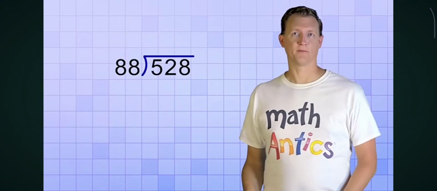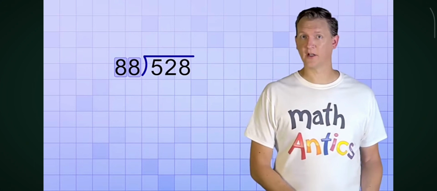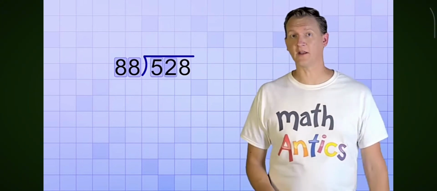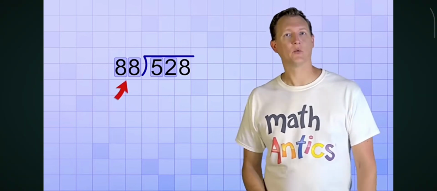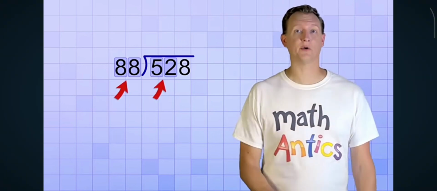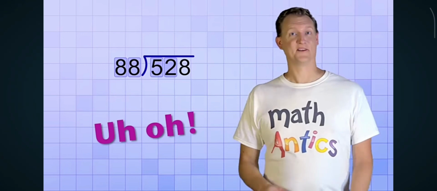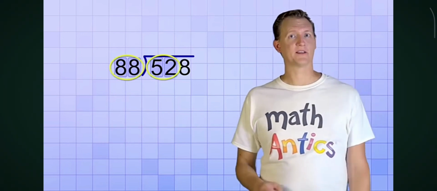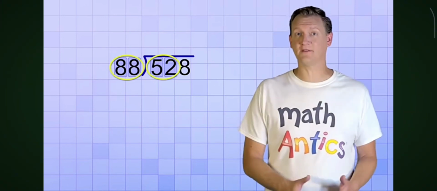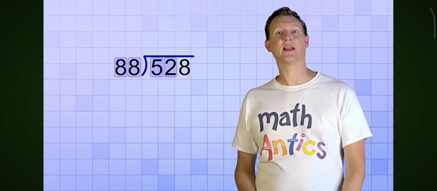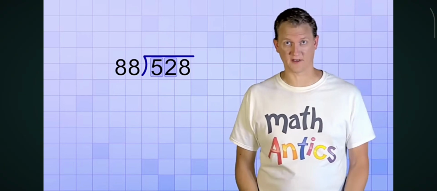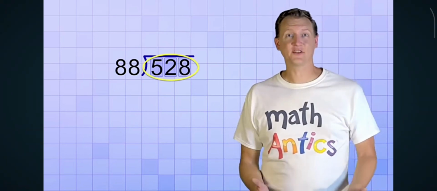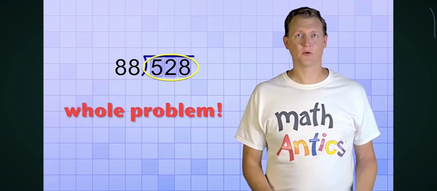It's also got a 2-digit divisor, so we'll start the same way. We'll start with a 2-digit chunk of our dividend and ask, how many 88s will it take to make 52 or almost 52? Uh-oh, see the problem? Even though both are 2 digits, this won't work because 88 is already greater than 52. And that means we're going to have to take an even bigger chunk of this dividend. We need to group the first 3 digits together. But that's just like doing the whole problem at once without breaking it into any steps.